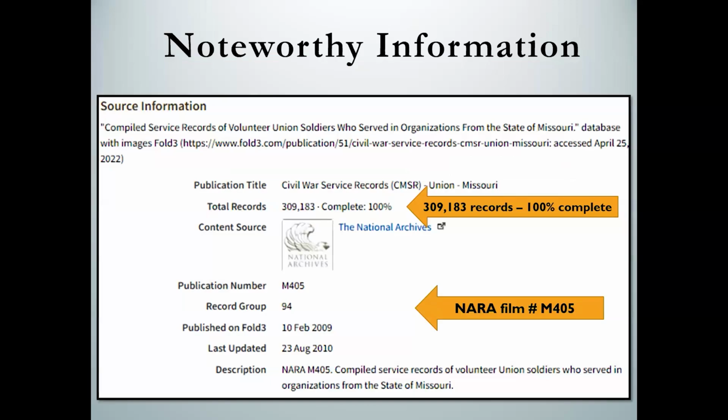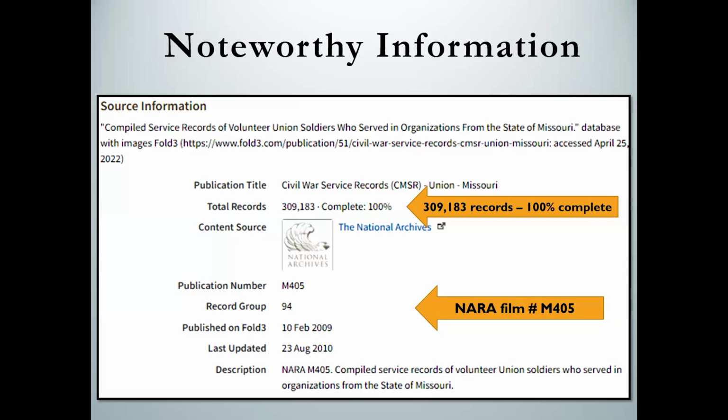And this is just to give you an idea of the information on Fold 3. So for example, this is the service records of volunteers for Union soldiers from the state of Missouri. Turns out that Missouri has service records for the Union, and I believe they have the service records and the service index for the Confederates. I'm not sure because there's a lot in there, but there's over 309,000 records for just the Union's state of Missouri, and it's all been scanned. That's 100% scanned in Fold 3. So whatever National Archives had, Fold 3 has completed it.